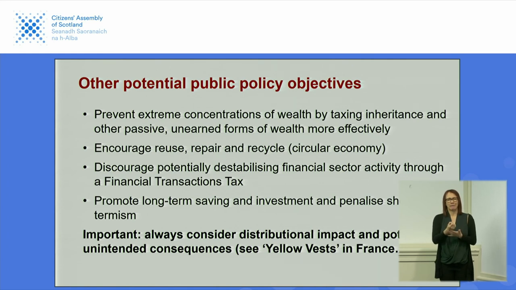It talked about a lot of the financial crisis. This super fast trading that happens can be destabilizing. Maybe a levy on each transaction would discourage that. Or promoting long-term saving and investment and penalize short-termism. We already have tax incentives for saving through things like ISA accounts, some of you might have. Are there other ways we could do that?